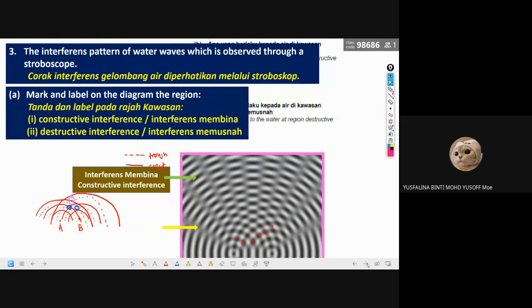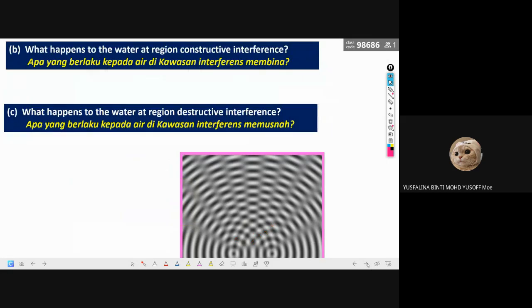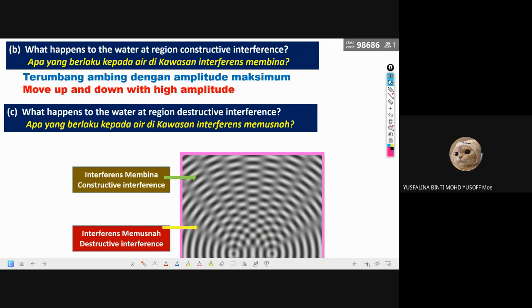This one is not so clear. What happened to the water at the region of constructive interference? The water will move up and down, because they have the high amplitude there. What happened to the water at the region of destructive interference? The water will be calm, since the resultant amplitude is 0.